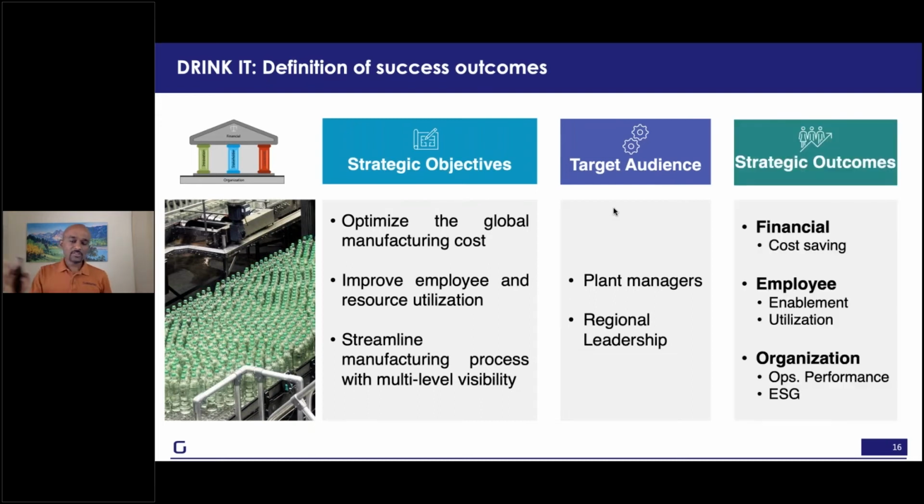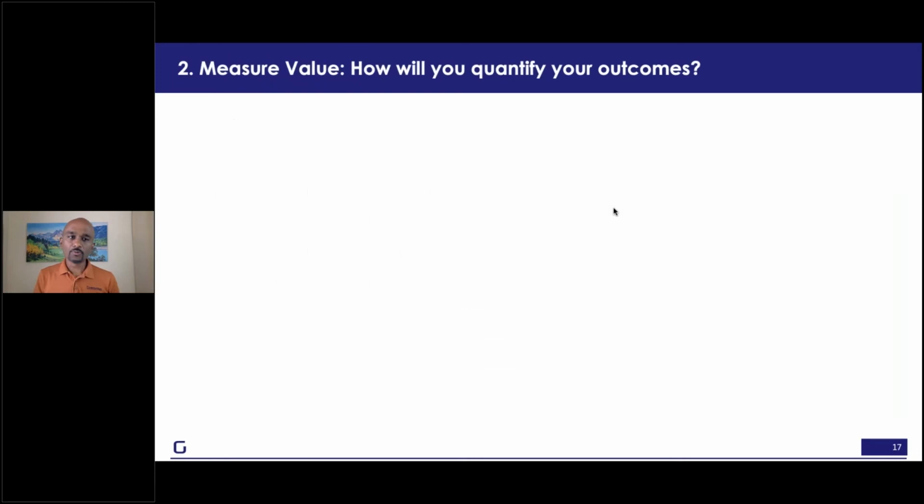So now the strategic objectives, 3 pillars we have chosen: financial, employee, and organization with these attributes. So that was step 1 and how step 1 was implemented in this example. Let's move on to step 2.